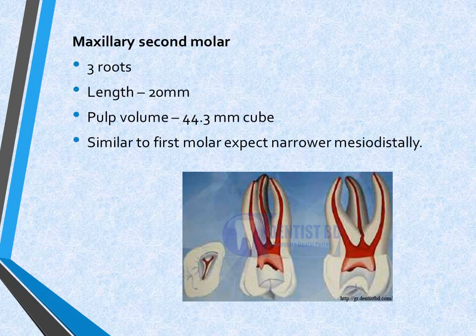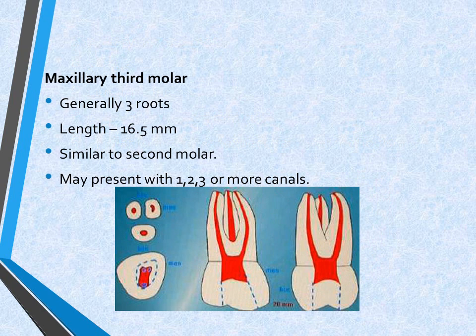The maxillary second molar is very similar to your maxillary first molar, except that it is narrower mesiodistally. So this one also you are going to have three root canals: your mesiobuccal, your distobuccal and your palatal. The maxillary third molar generally has three roots, but it can have a lot of variations in the morphology, and it can present from a single canal up to 7 or 8 canals. A case has been reported where 7 to 8 root canals were found in the maxillary third.